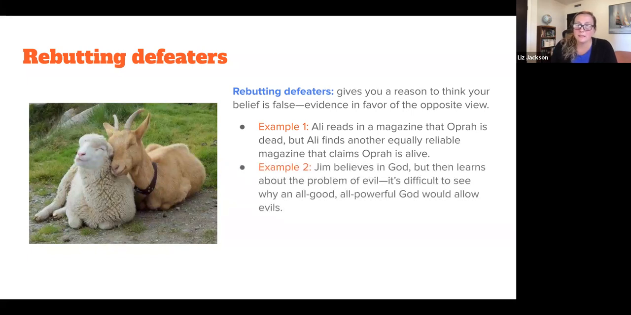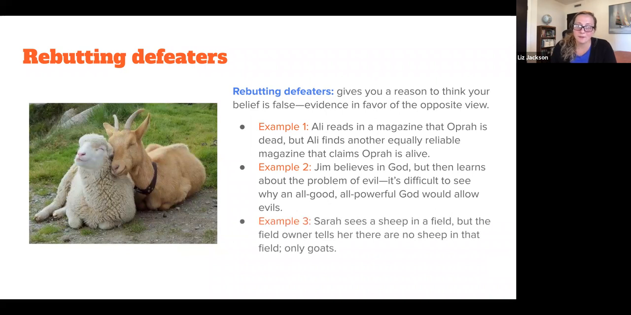Here's another example. Let's say Jim believes in God, and then Jim learns about the problem of evil: why, if there's an all good and all powerful God, we observe as much evil as we do in the world. So again, this doesn't necessarily challenge Jim's basis for believing in God, but it's an argument that God does not exist.